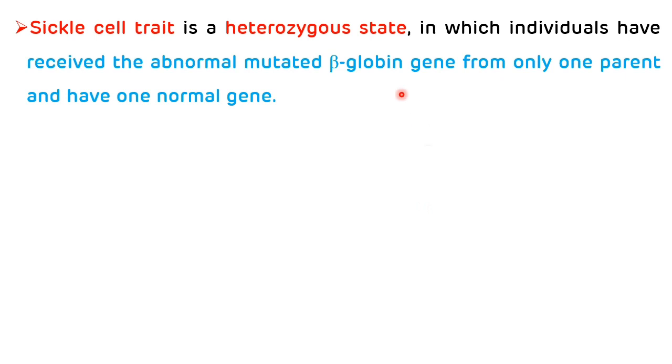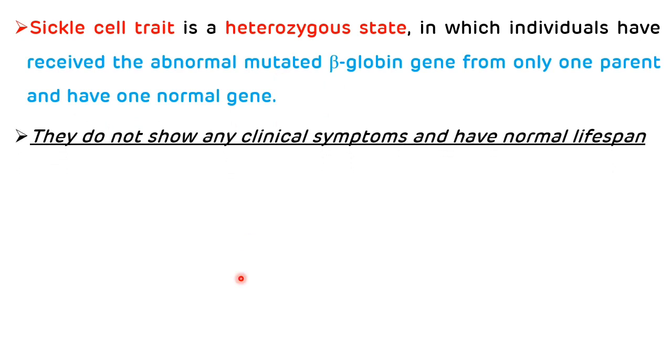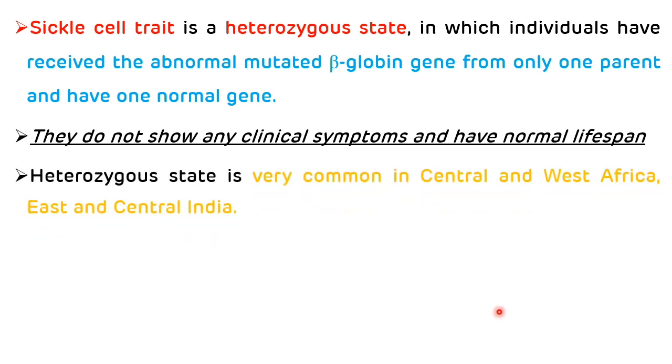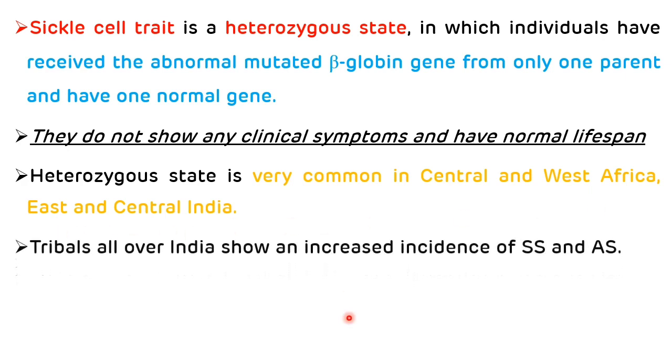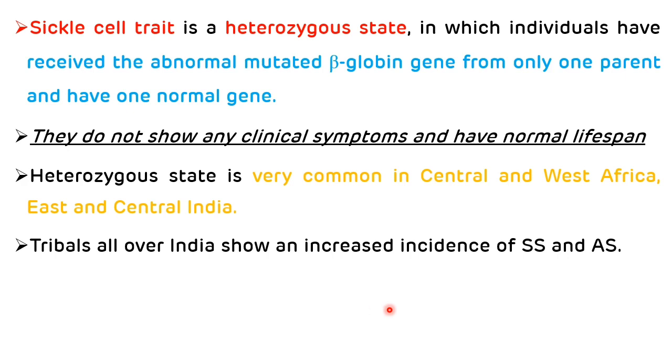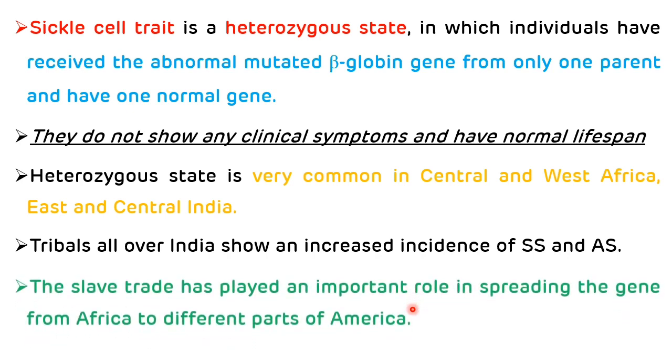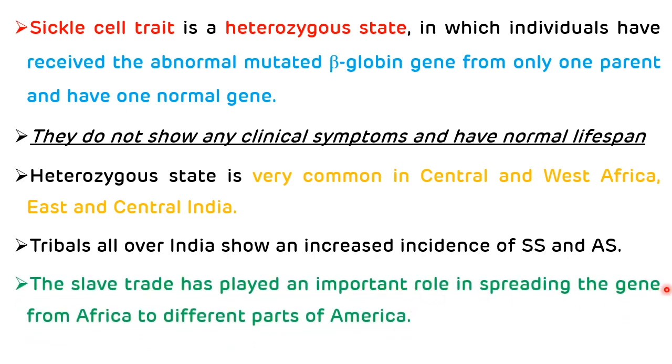While sickle cell trait is a heterozygous state in which individuals have received the abnormal mutated beta globin gene from only one parent and have one normal gene. They do not show any clinical symptoms and have a normal lifespan. The heterozygous state is very common in Central and West Africa and in East and Central India. Tribals all over India show an increased incidence of sickle cell anemia and sickle cell trait. The slave trade has played an important role in spreading the gene from Africa to different parts of America.